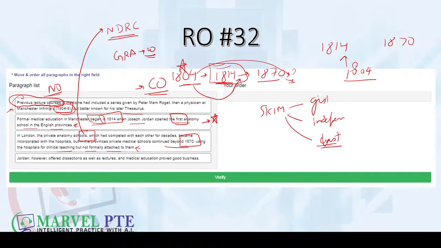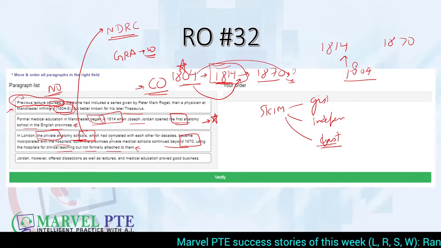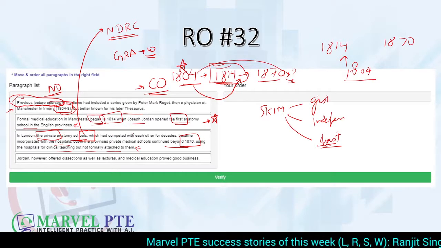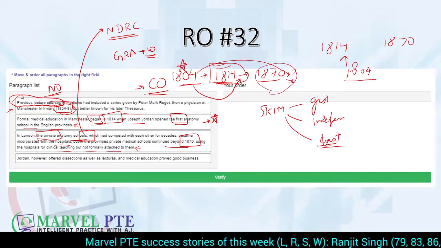So in London, the private anatomy schools, which had competed with each other for decades, became incorporated with hospitals. ठीक है, so यहाँ पे अब anatomy schools की बात हो चुकी होगी, okay? Because यहाँ पे the use हो रहा है, पर कहीं यहाँ पे क्या ये independent line हो सकती है? The answer is no, because एक तो chronological orders के basis पे 1870 से start ही नहीं हो सकती है.